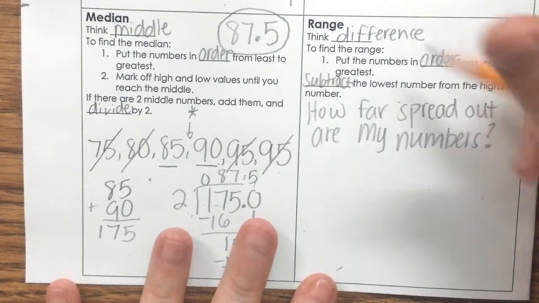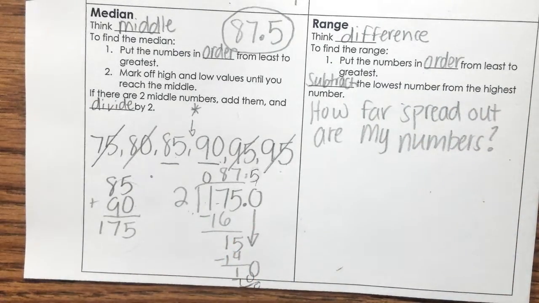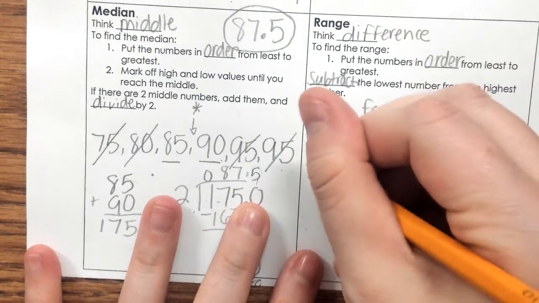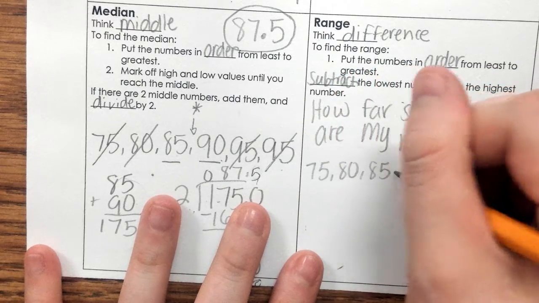That's what the range answers. It's answering this question: how far spread out are the numbers? How far apart are the numbers from the beginning to the end? So once we put them from least to greatest, and we already did that for the mode and the median, let's go ahead and just copy down what you had from least to greatest.